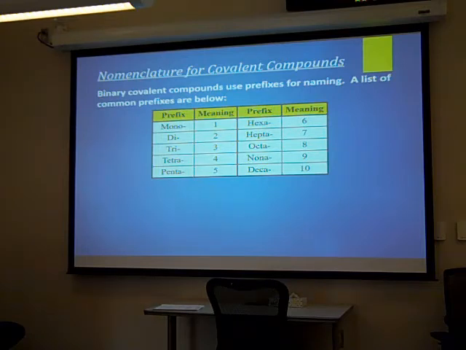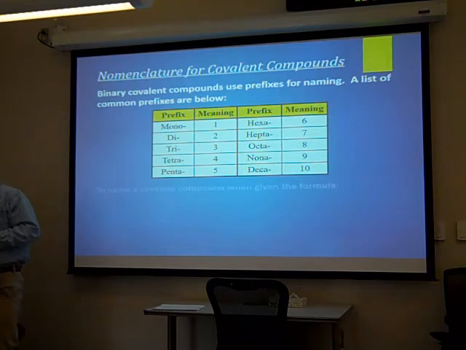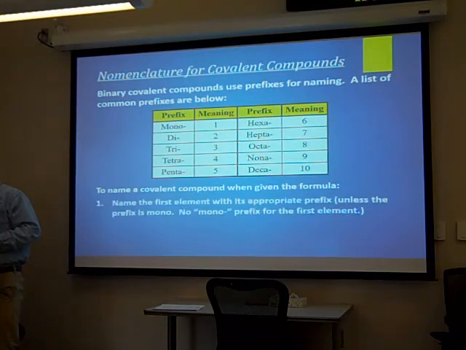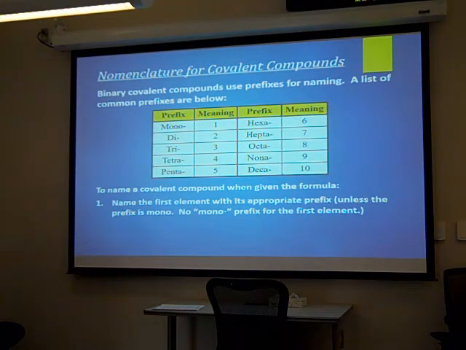In this case, because there's no way to predict how many you're going to have with charges, you have to indicate with prefixes how many you have when you name it. The prefixes go before each one. So to name a covalent compound, all you do is name the first element with its appropriate prefix. Unless, of course, the prefix is mono, you never use mono for the first element. So for example, I would not say mononitrogen, but I would say dinitrogen for N2.